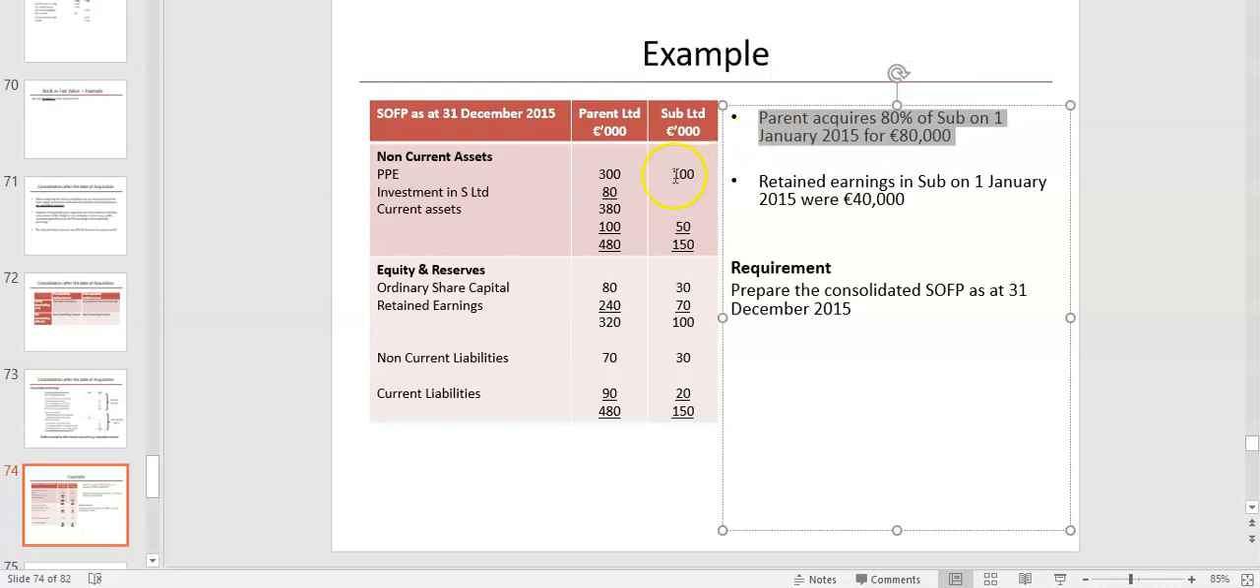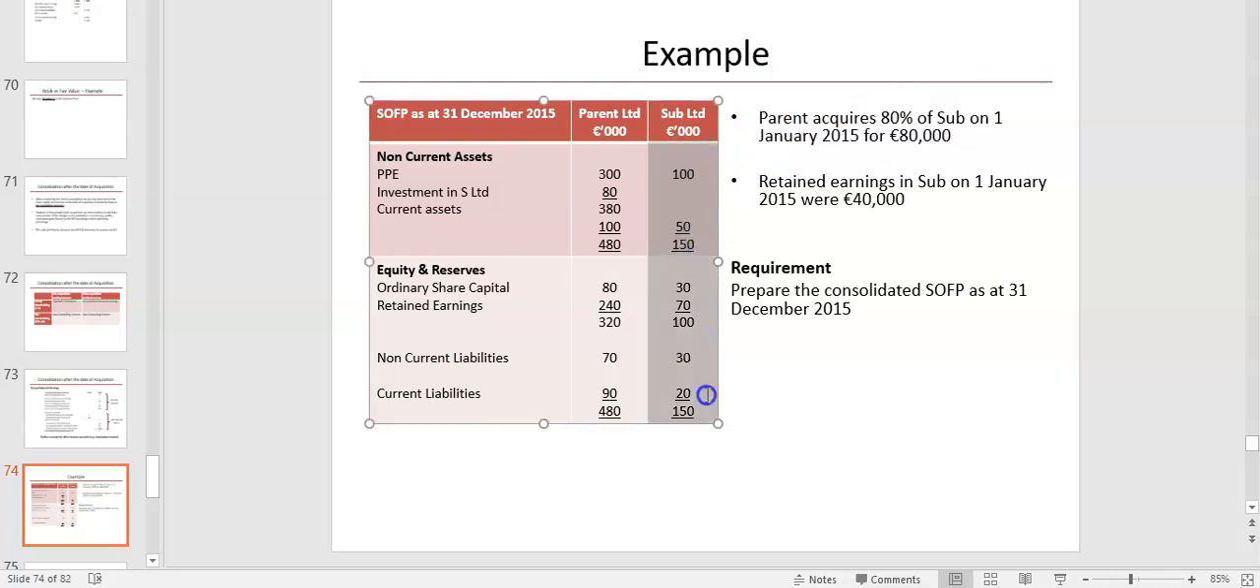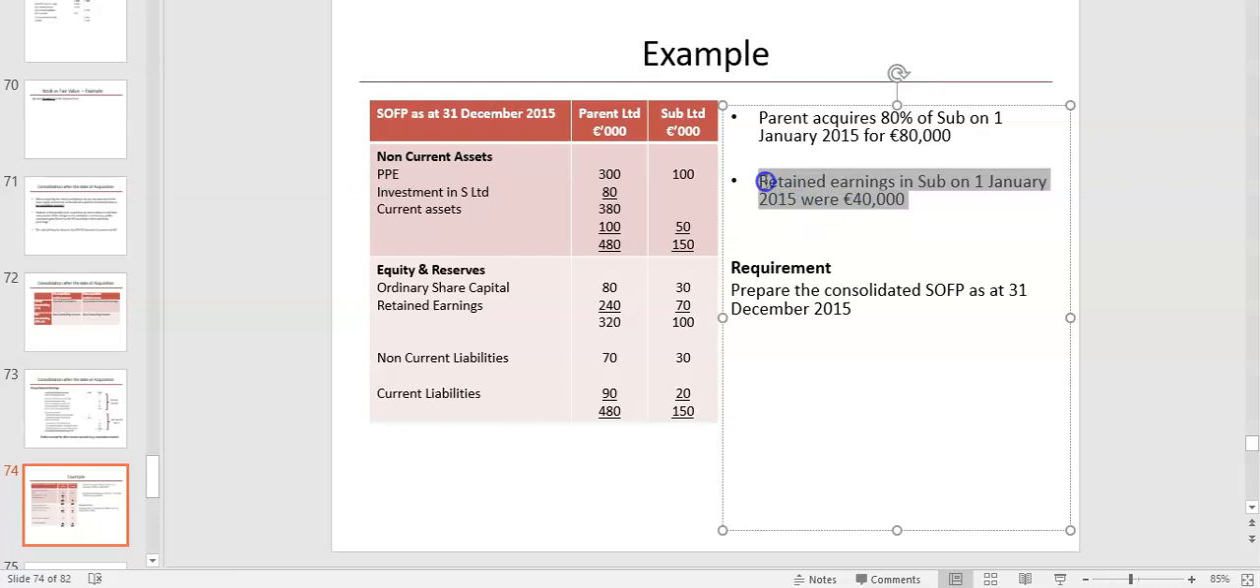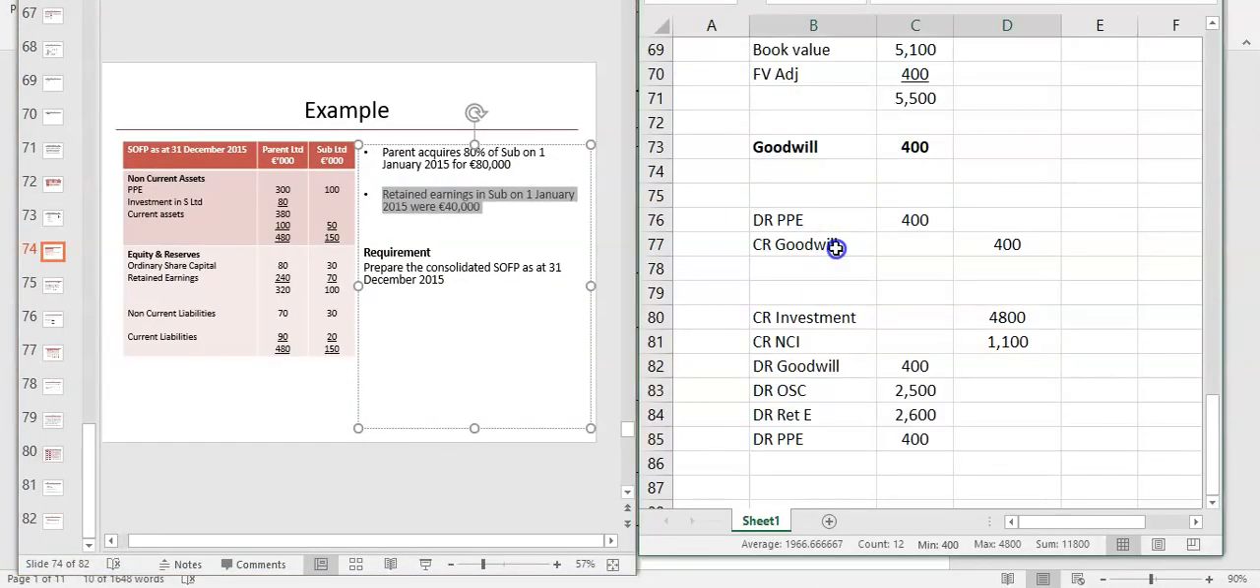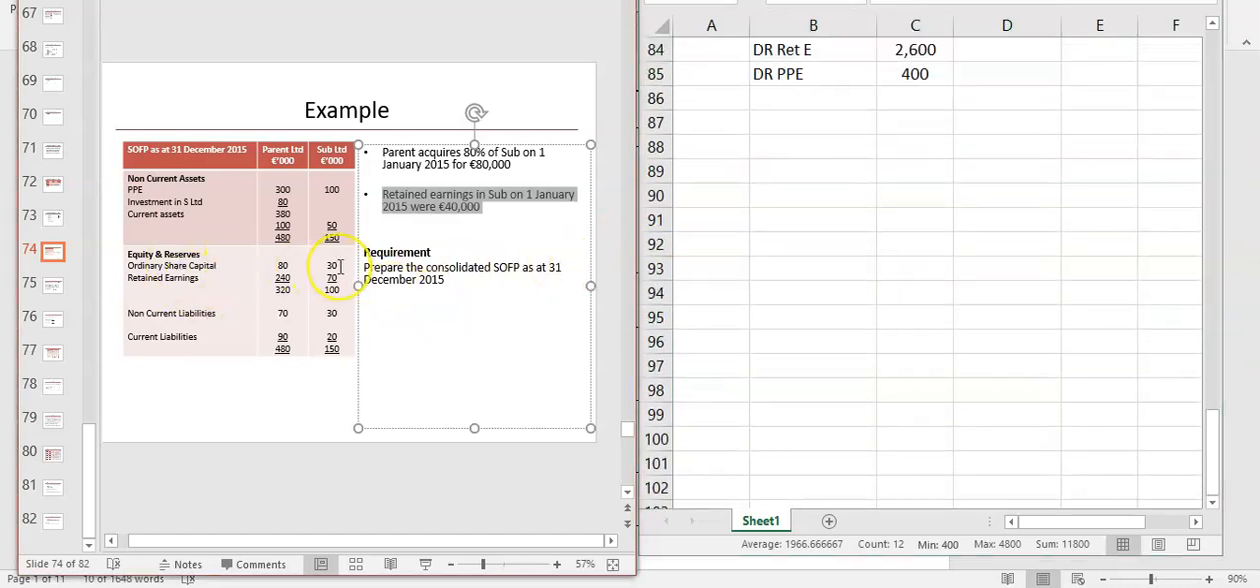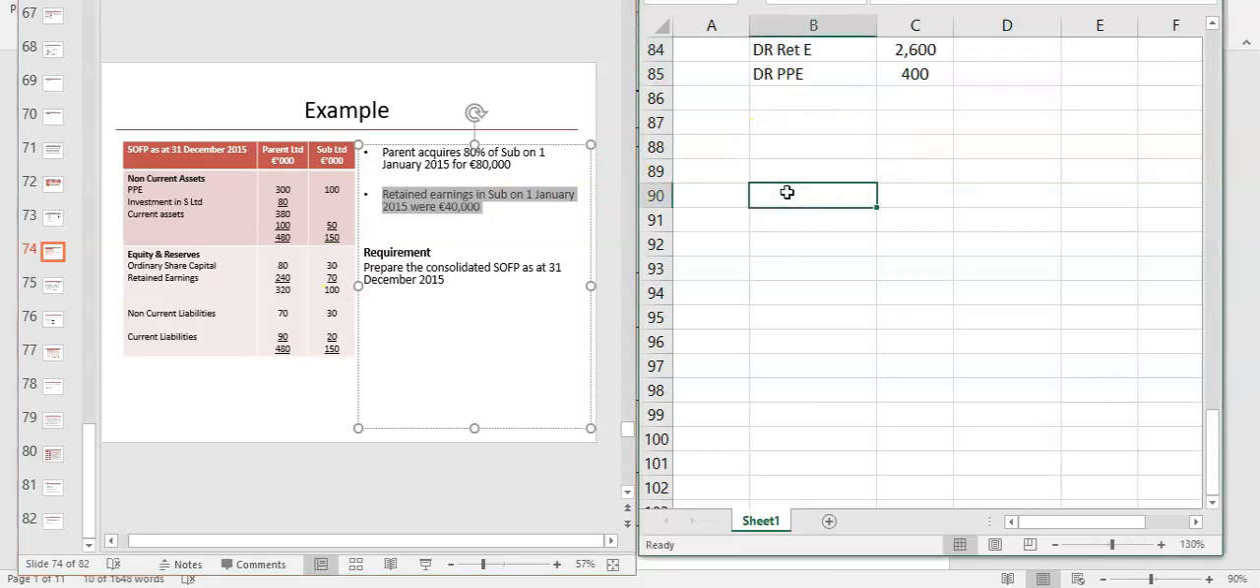So you actually don't have the statement of financial position for the sub at the acquisition date. But we can still do our goodwill calculation because we know what retained earnings were at the date of acquisition. If we know what retained earnings were at the date of acquisition and we know what the share capital was, that means we know what net assets were. So we're starting to move on now a bit.